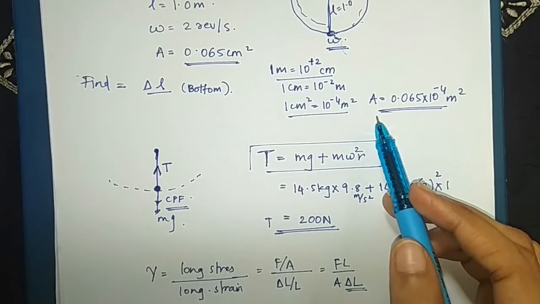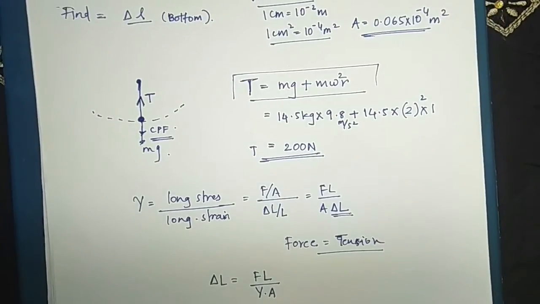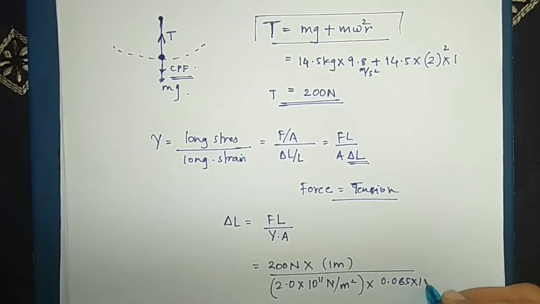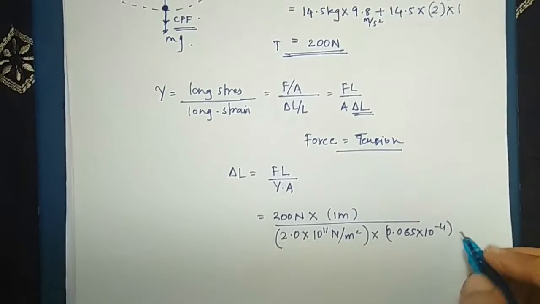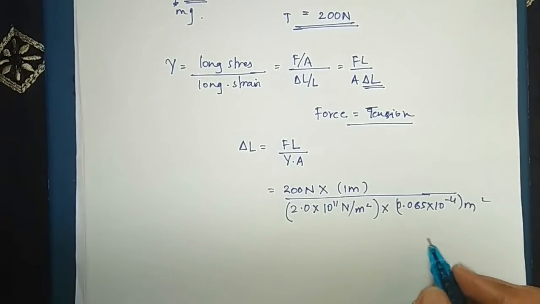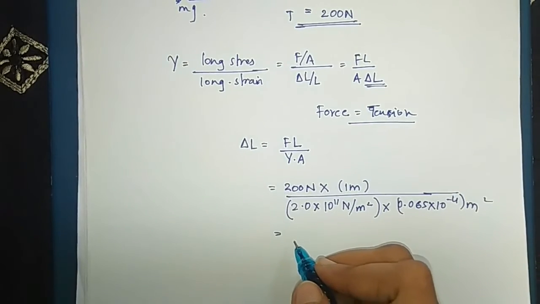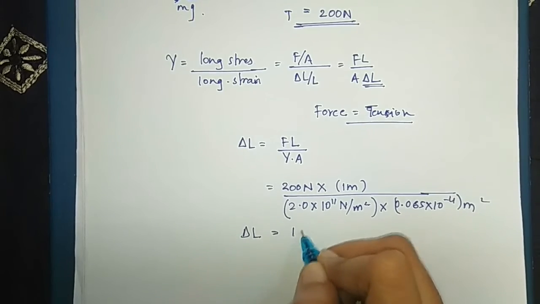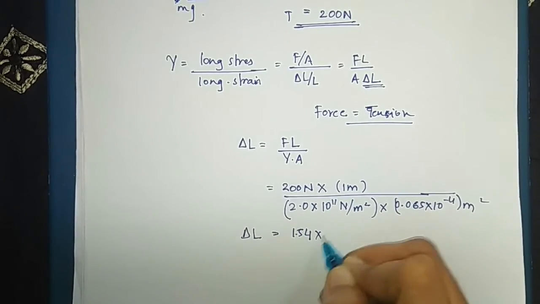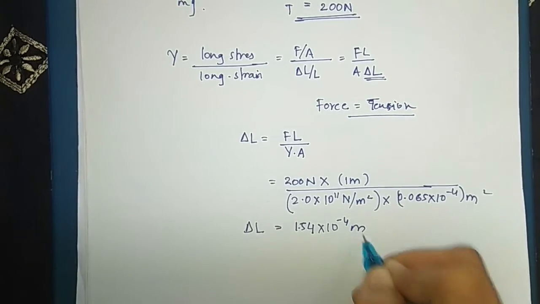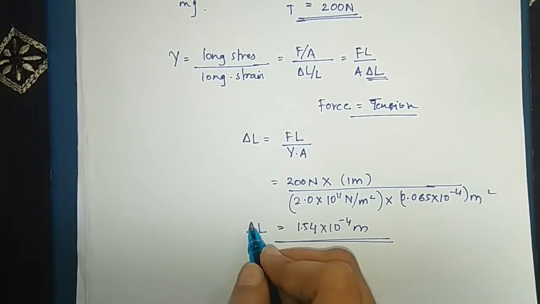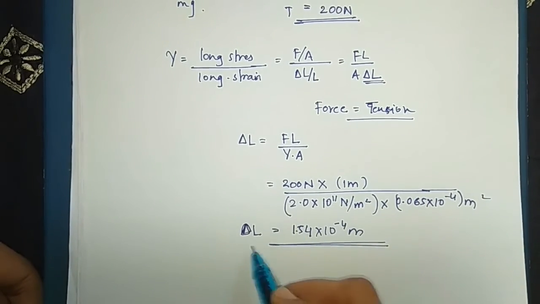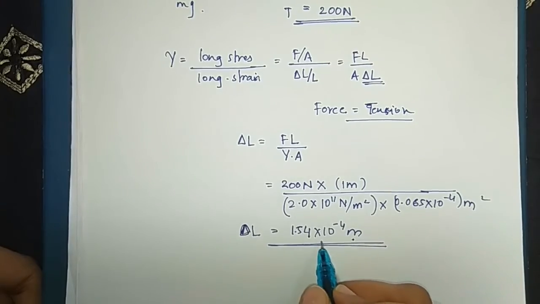After converting, it is 0.065 into 10 raised to minus 4 meter square. After calculation, it's an easy calculation, you can try it, the value is approximately 1.54 times 10 raised to minus 4 meter. Because it is a change in length, after cancelling the units, the answer will be in meter. So it is 1.54 into 10 raised to minus 4 meter.